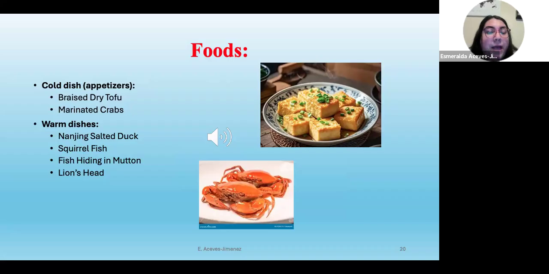Now, cold dishes are also known as appetizers. These type of foods in the Chinese culture consisted of braised dried tofu or marinated crabs. We also have warm dishes, which are the Nanjing salted duck, squirrel fish, fish hiding in mutton, or the lion's head. And pretty much each dish is exactly what you would think it is. Like for the lion's head, we can pretty much come to the conclusion that it was not an actual lion's head. It was pork meatballs shaped into the head of a lion. The squirrel fish was fish shaped as a squirrel. And then the marinated crabs are, we can see how we have them pictured here. Still crabs, just marinated.